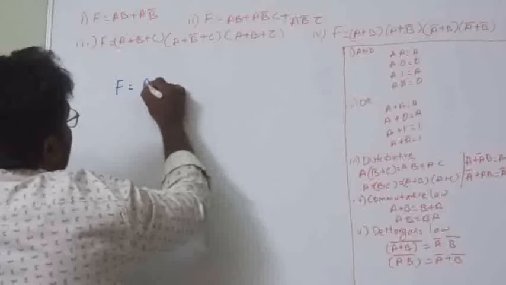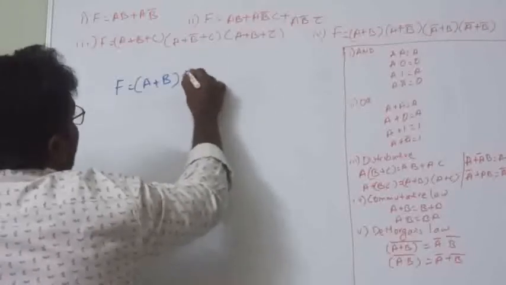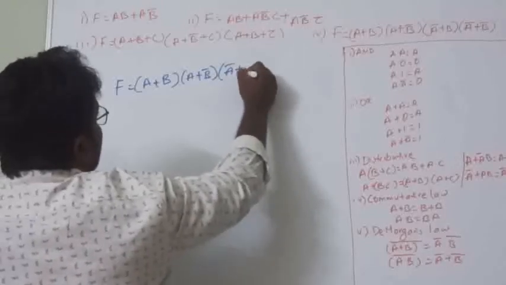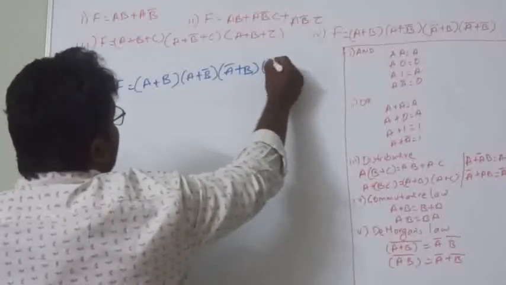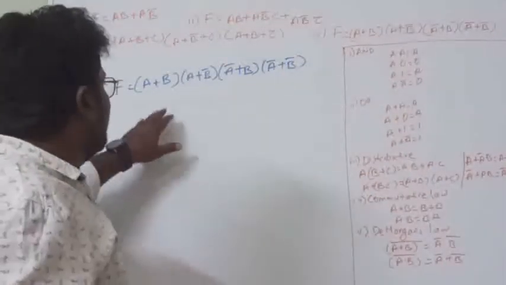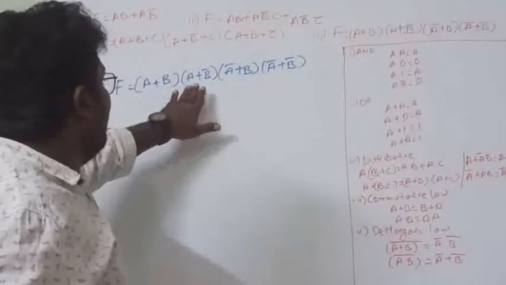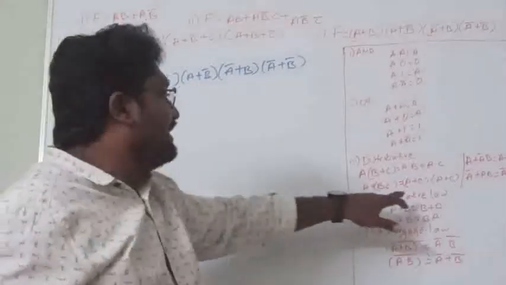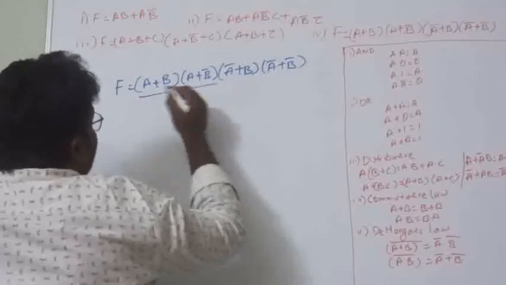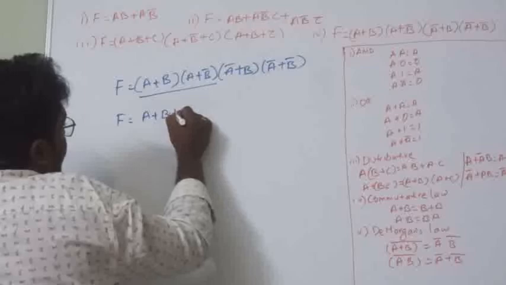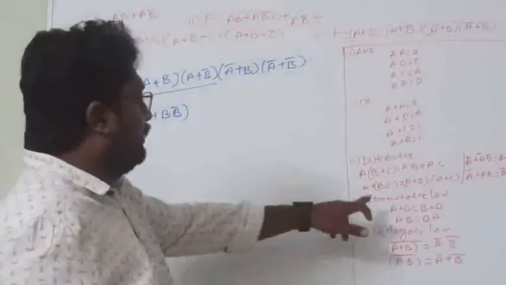F is equals to A plus B into A plus B bar into A bar plus B into A bar plus B bar. So if you observe here, A plus B and A plus B bar, this is in the form of the distributive law, that is A plus B into A plus C. So we can write both these expressions as F is equals to A plus B into B bar, right?